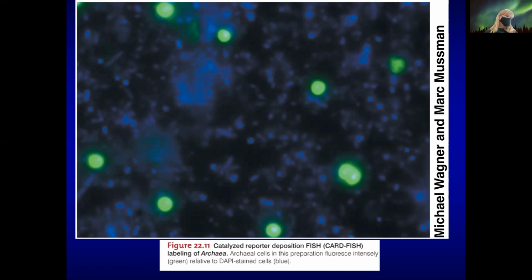So this is a CARDFISH. What you would see at the end of this particular experiment, they were just looking for archaea cells. They were just asking the question, how many archaea are present in this sample? So again, very obvious difference between the blue and the green. And so it's a nice visual. It's safe. You're not getting bombarded by radiation. You just have to follow normal safety protocols.